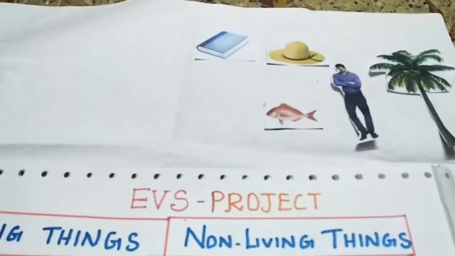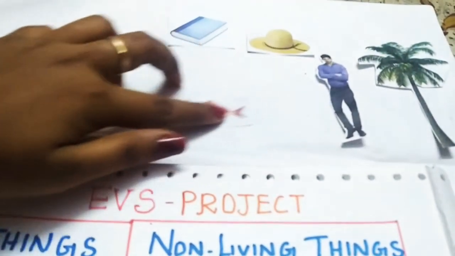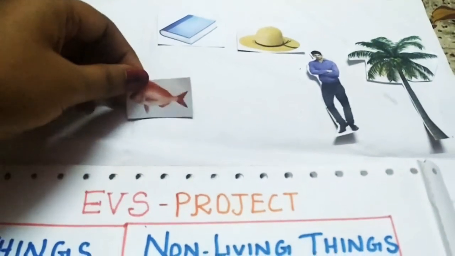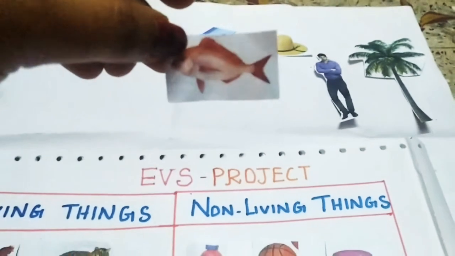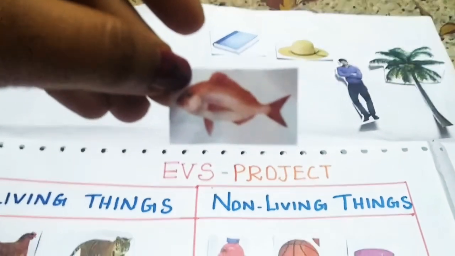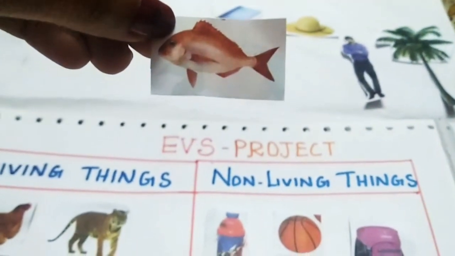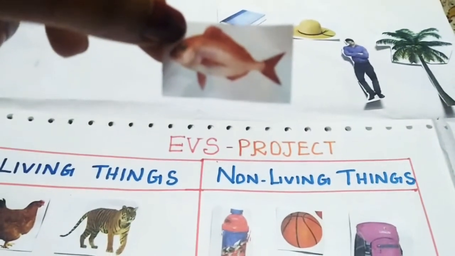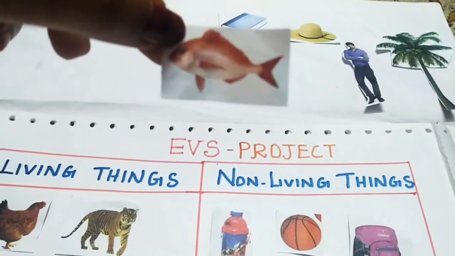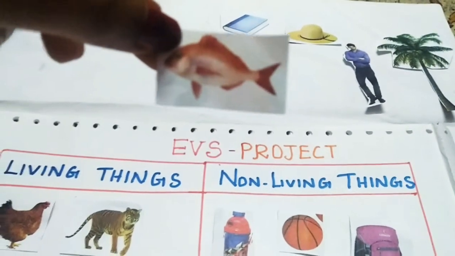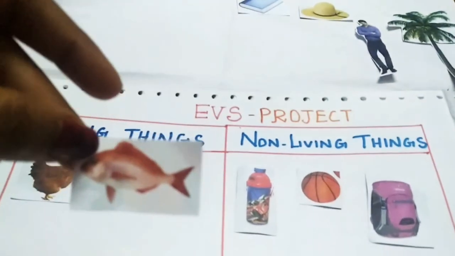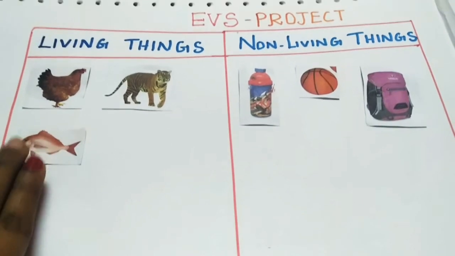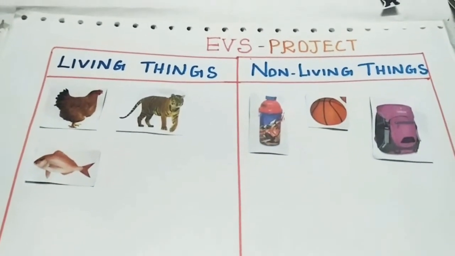Fish. So fish is given here. Is a fish a living thing or a non-living thing? Fish is a water animal. It lives in water. So fish can move, right? Fish can move. It needs nutrients to grow. So fish is a living thing. So we have to paste it in the living thing column. Fish is a living thing. Very good. Next.